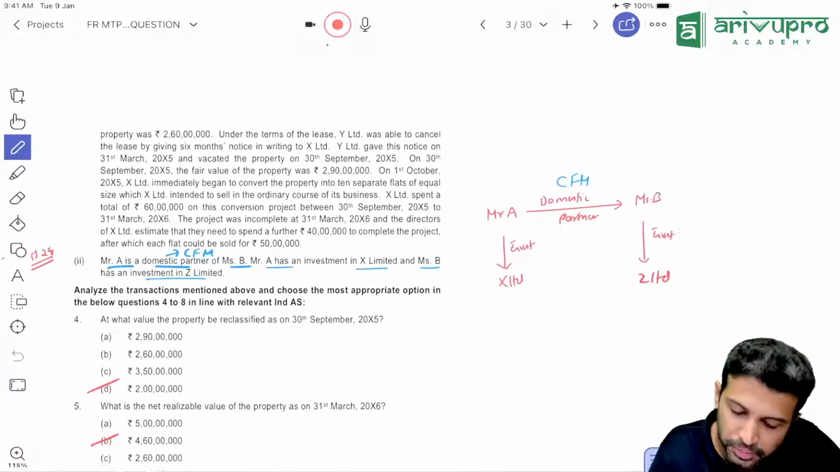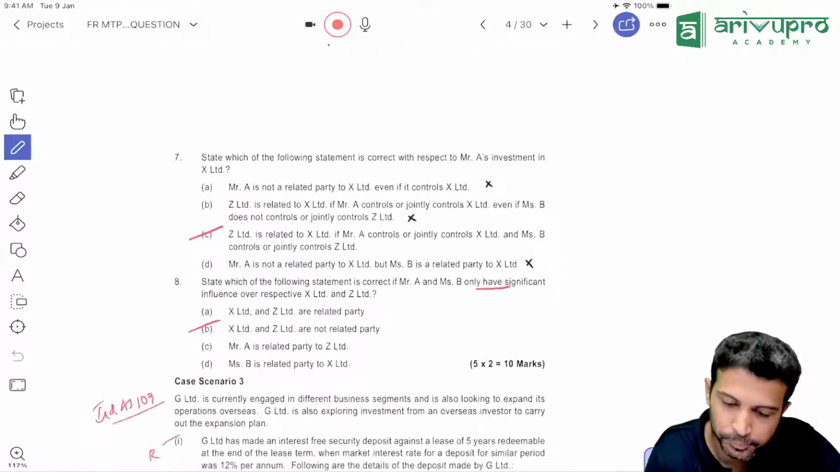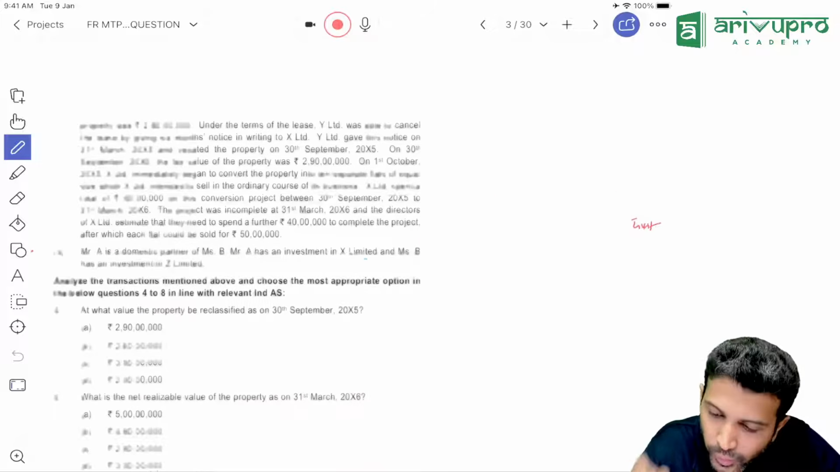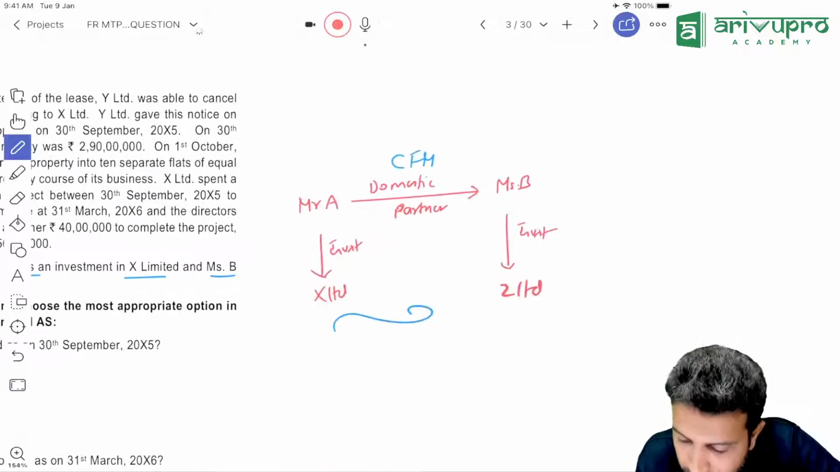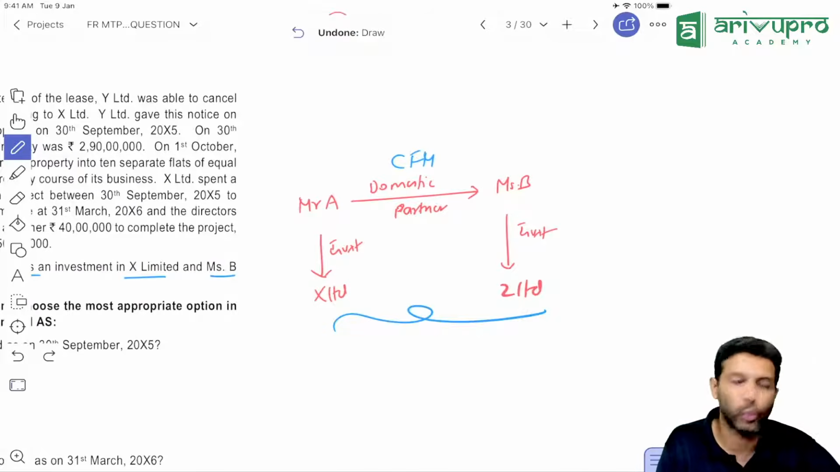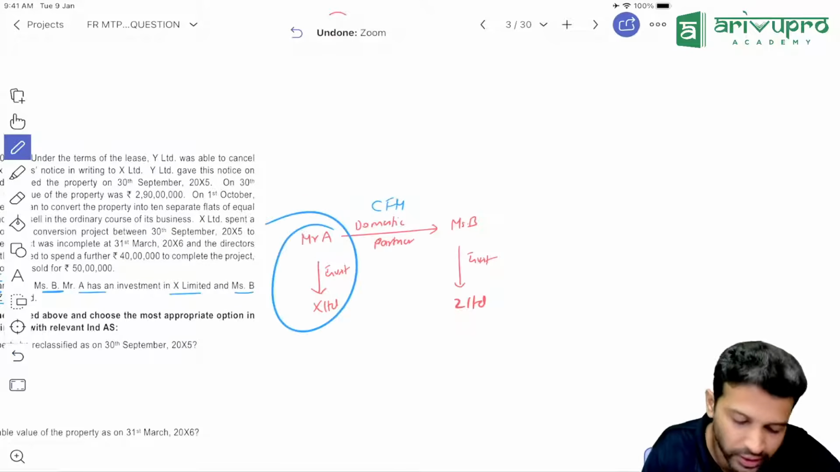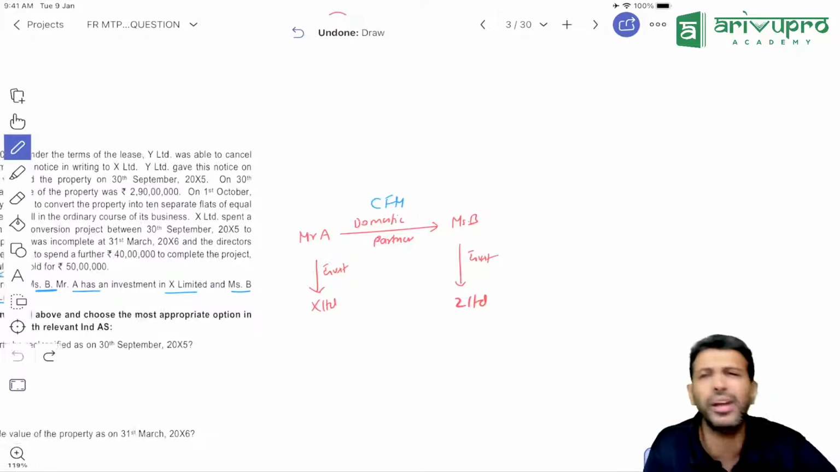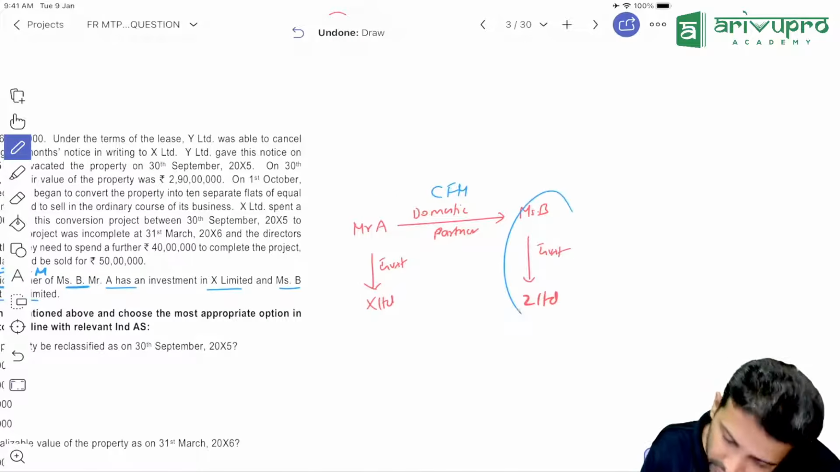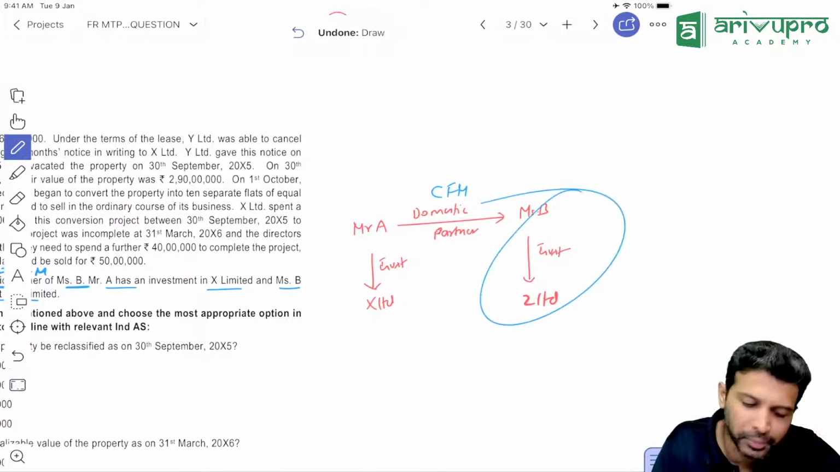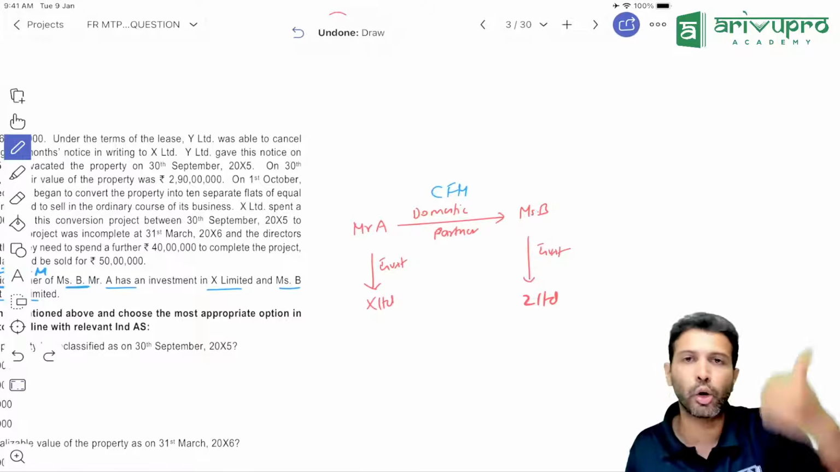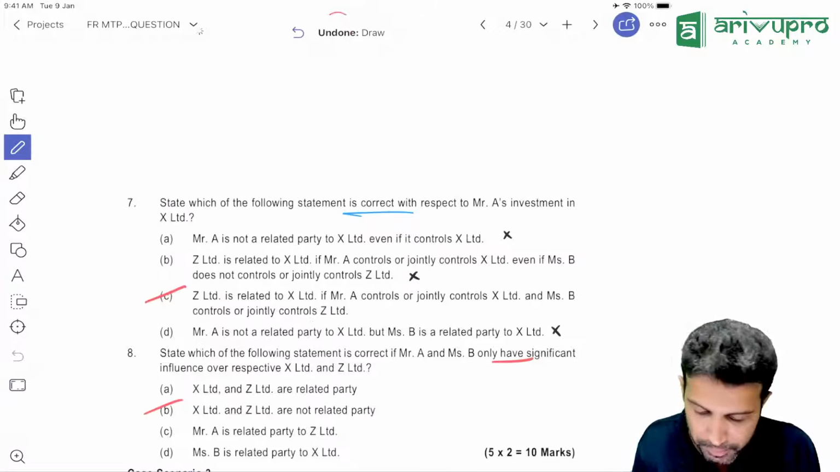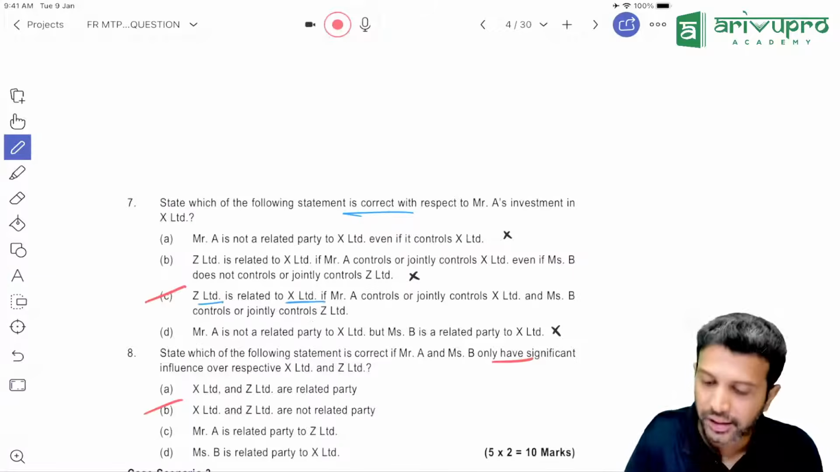Now what are they asking in the MCQ question? Review the MCQs, you'll get to know. State which of the following statements is correct. Now they are trying to ask when these two parties become related parties. Anyway, these two are related parties, most probably, right? Considering the investment to be significant influence or more. These two also will become related parties provided Miss B has control, joint control or significant influence over Z Limited. I think the statement is on this. Z Limited is related to X.